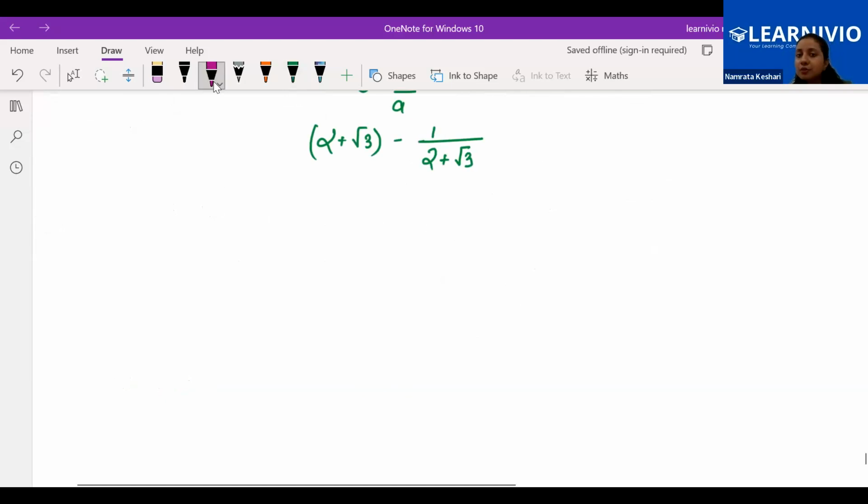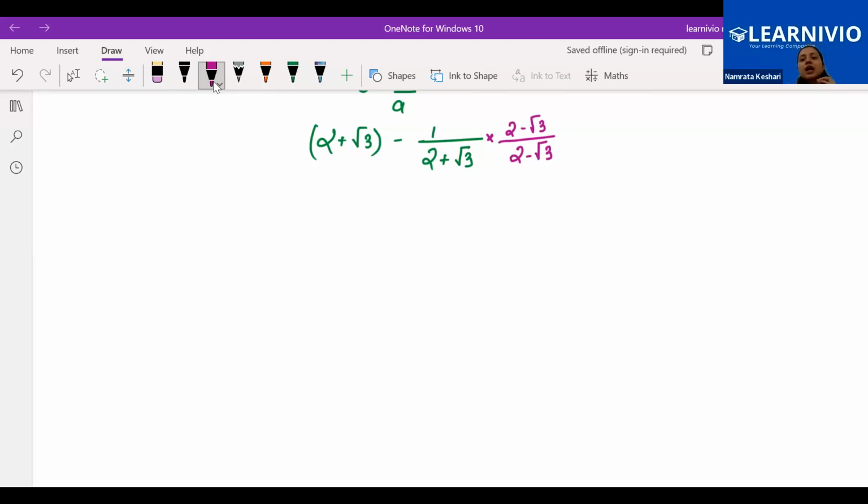Okay, so at first only you can do the rationalization of this part. At first you can just focus completely on this fraction, that is 1 by 2 plus root 3. You can do the multiplication by 2 minus root 3 over here, 2 minus root 3 over here. At first you can do it like this. Okay, are we allowed to do it? Yes.